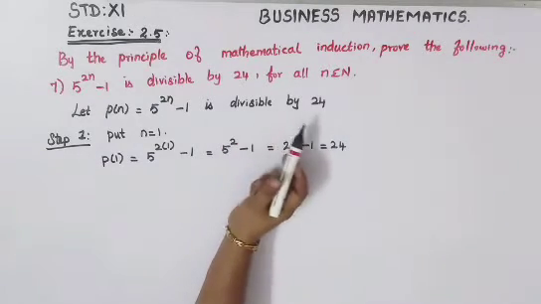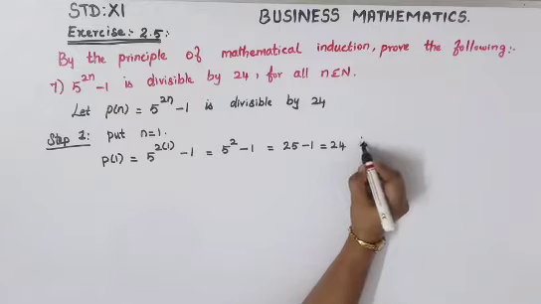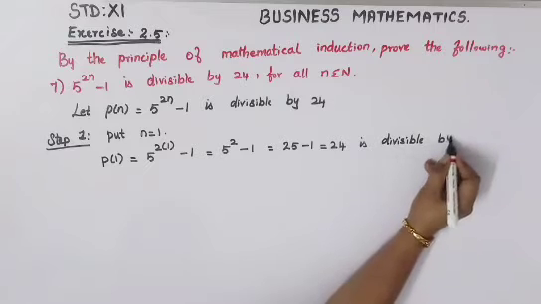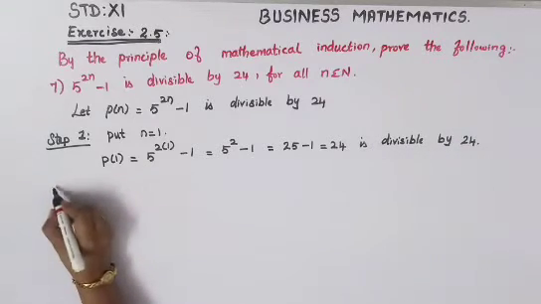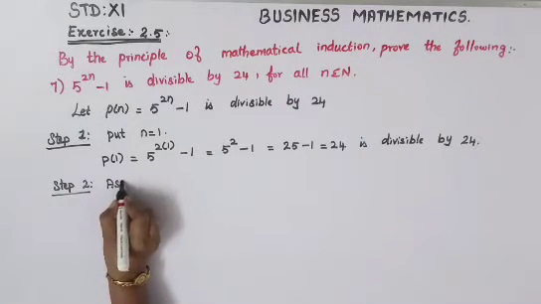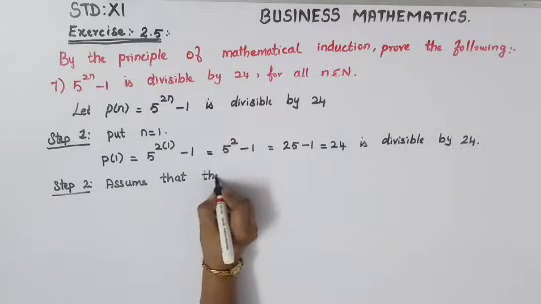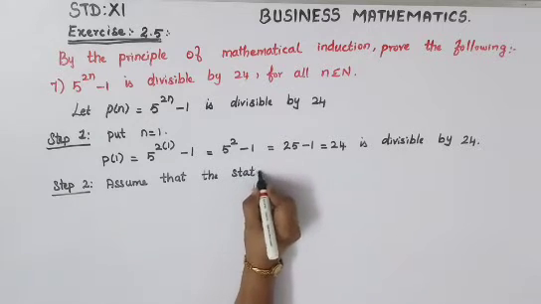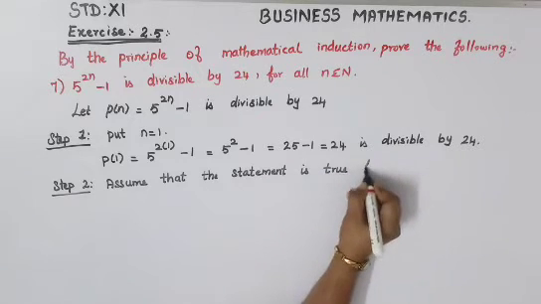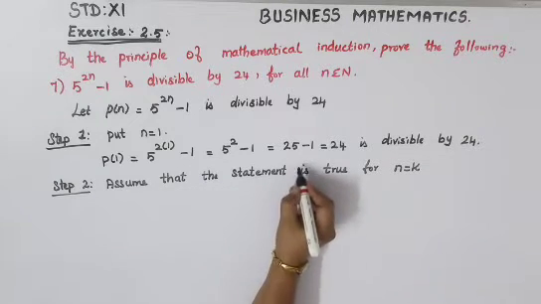They have given that is divisible by 24. So we have got the answer 24. 100% will be divisible by 24. Okay. So you can write it as is divisible by 24. The step 2. Assume that the statement is true for n is equal to k. So the statement is true, we'll just declaring, okay, declaring the answer.